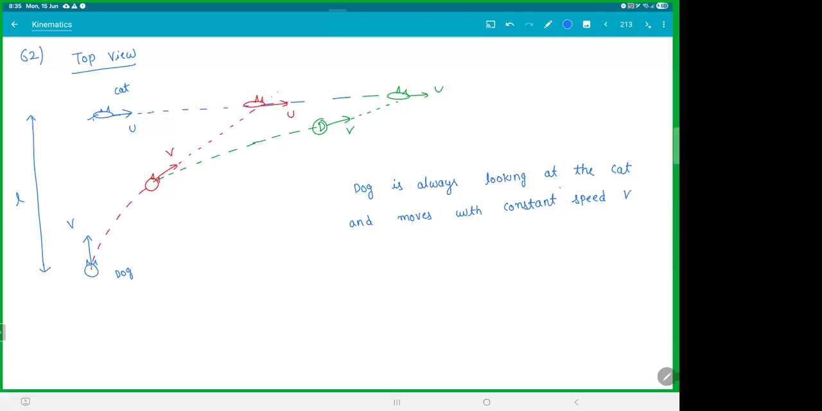So the dog's direction is not fixed. It's always changing. The head is turning continuously as the dog is moving. So the meaning of that is the velocity vector of the dog is always pointing towards the cat.